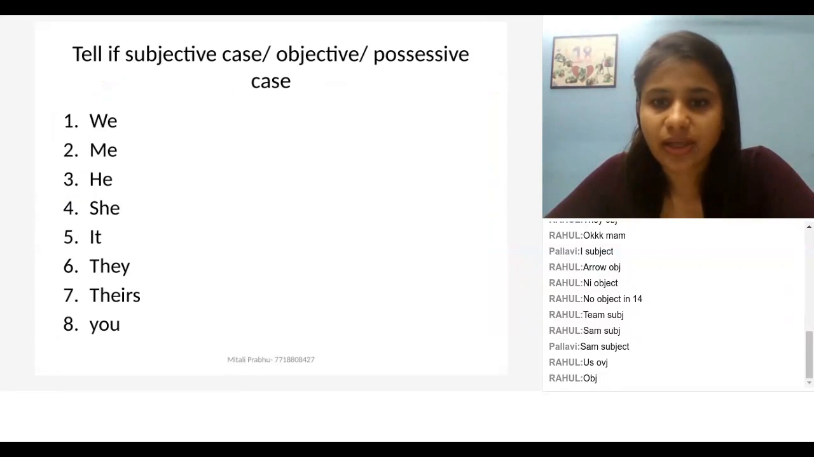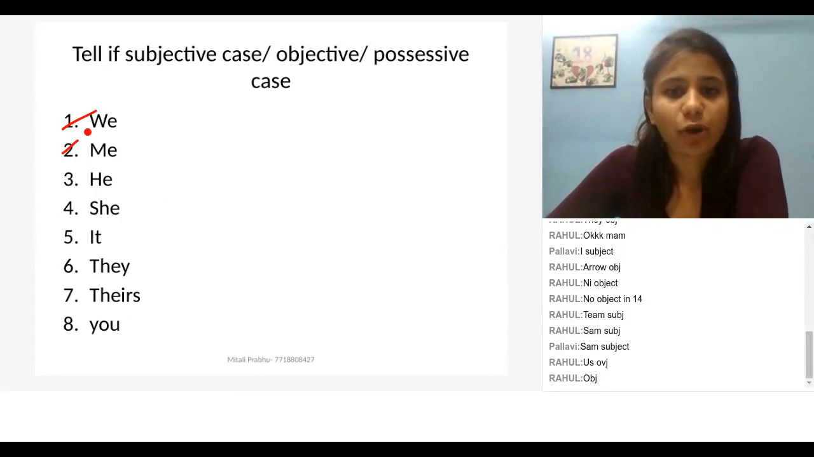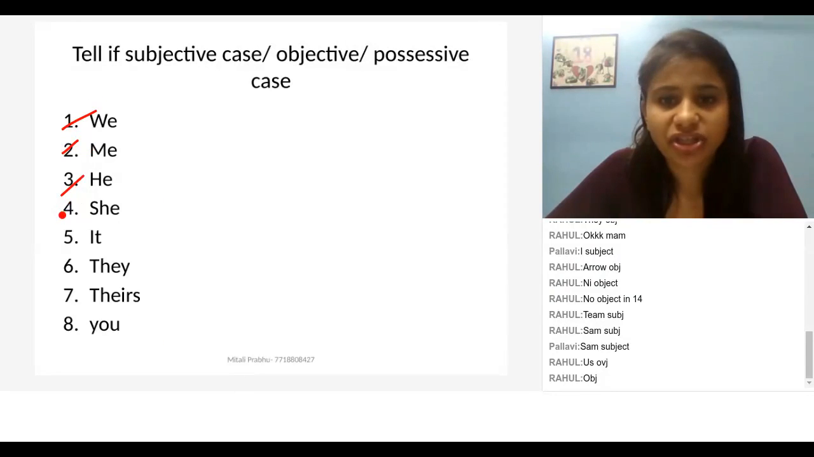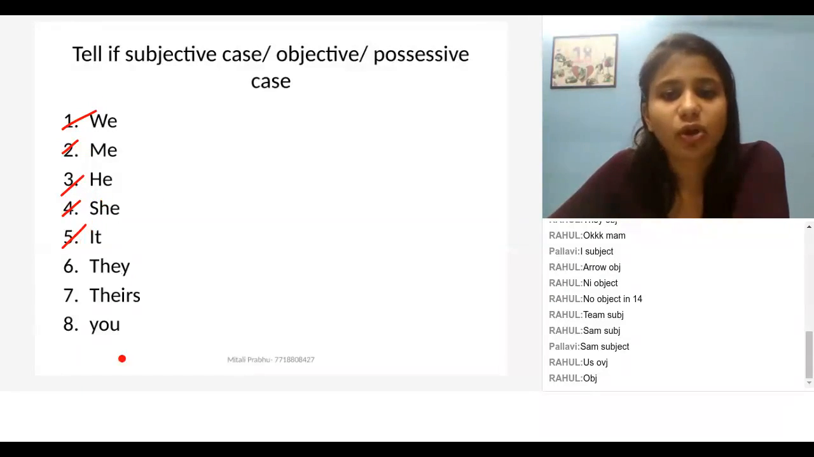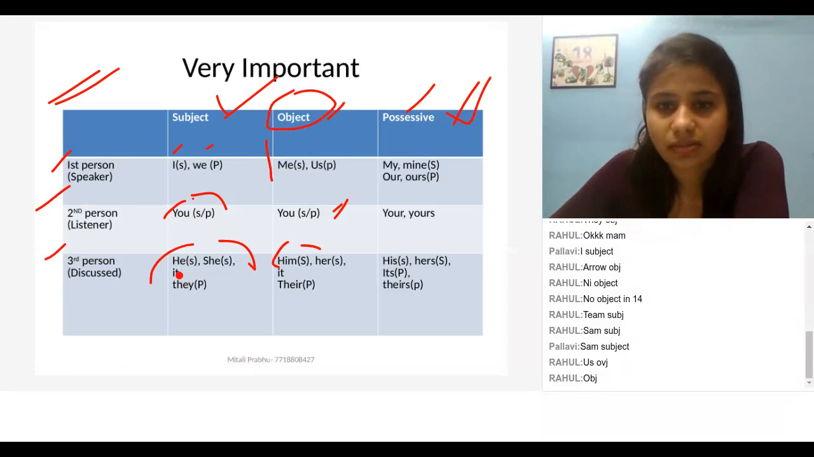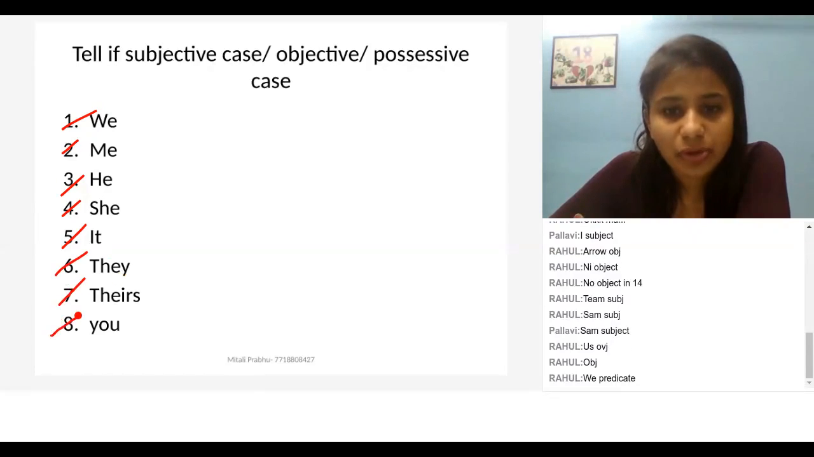So now if I want to quickly know how much all of you have grasped, we is going to be what? We is going to be subject. Me is going to be object. He and she is again going to be subject. It is going to be both subject and object. See, it was subject and object. Okay, they is going to be subject. Theirs is going to be possessive. You is going to be both subject and object.